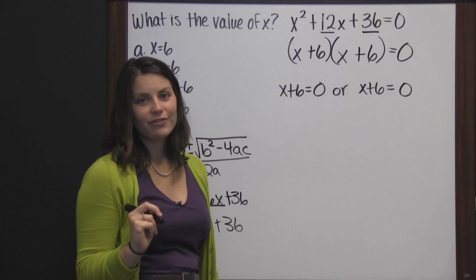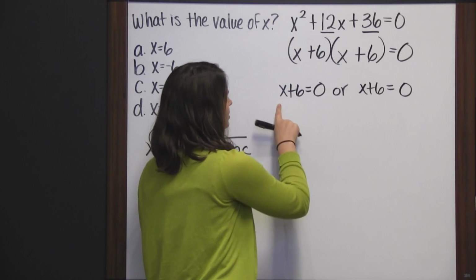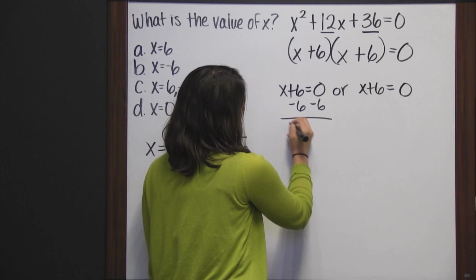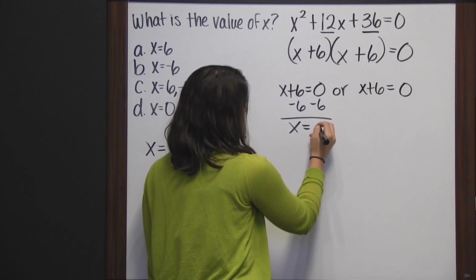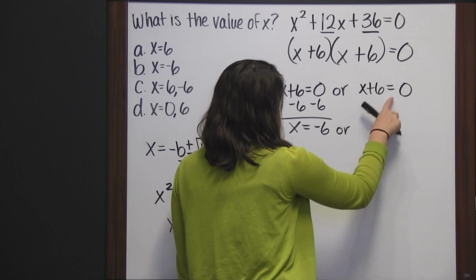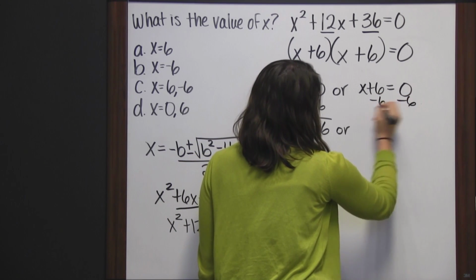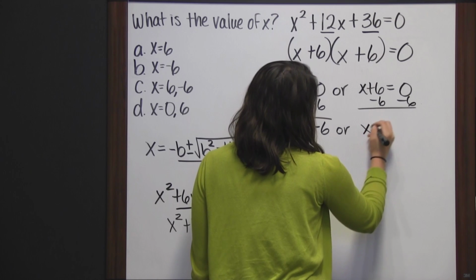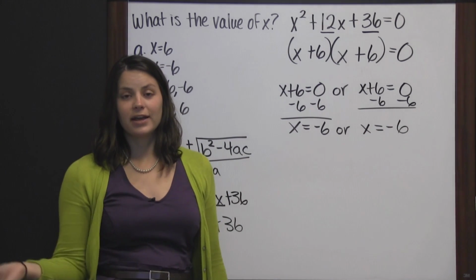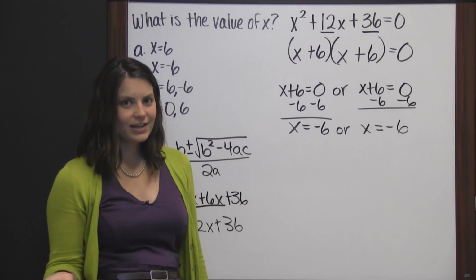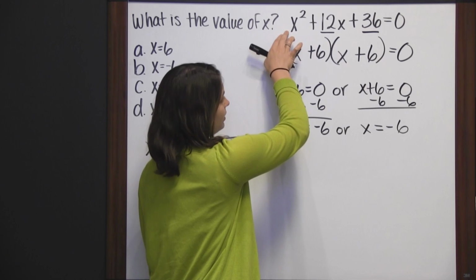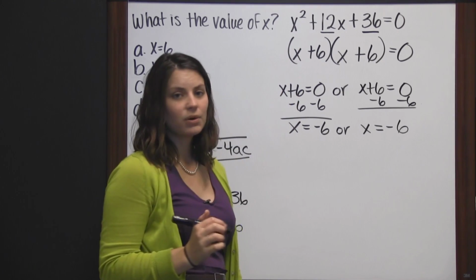And now we just need to solve our equations. To solve for x, we need to subtract 6 from both sides. So we have x equals negative 6. Or, again, to solve for x, we need to subtract 6 from both sides. So we have x equals negative 6. That means that x is either negative 6 or it's negative 6. And you can substitute that solution back in for x and check to see that it really does work.